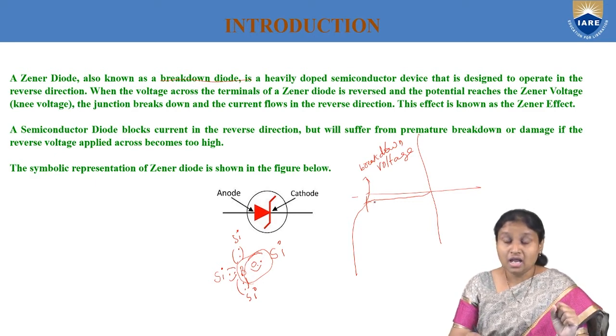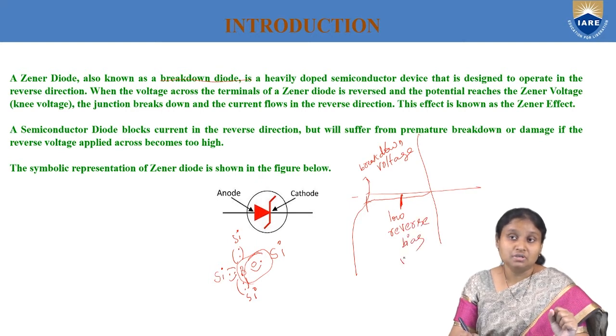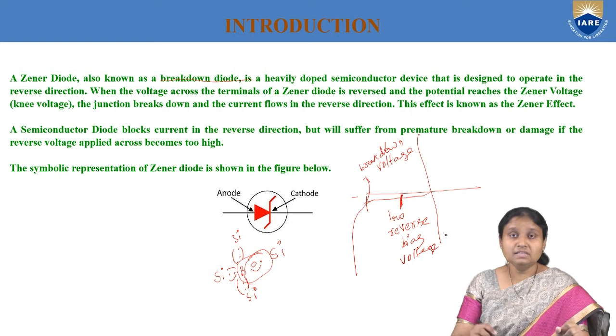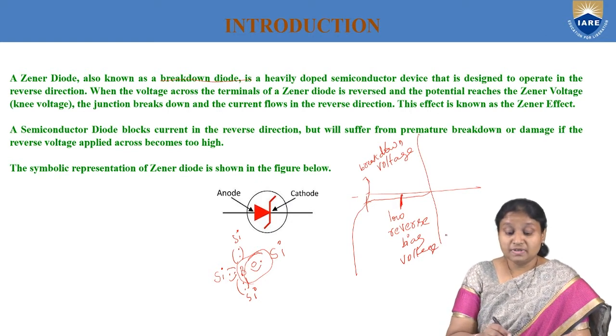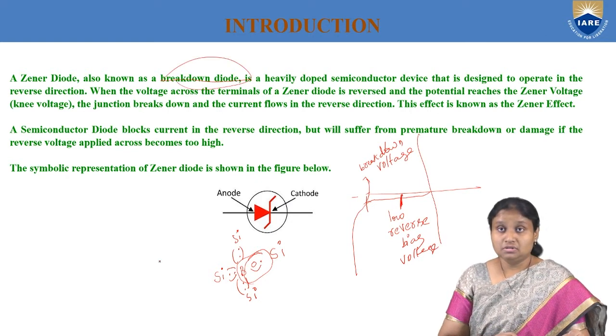But here, what we are going to do in a Zener diode is construct it in such a way that I try to achieve this breakdown voltage at a low reverse bias voltage. I'll try to achieve this breakdown voltage at low reverse bias voltage in case of a Zener diode. That is what we are going to do in a Zener diode. So here, as I told you, that's why it is called a breakdown diode.